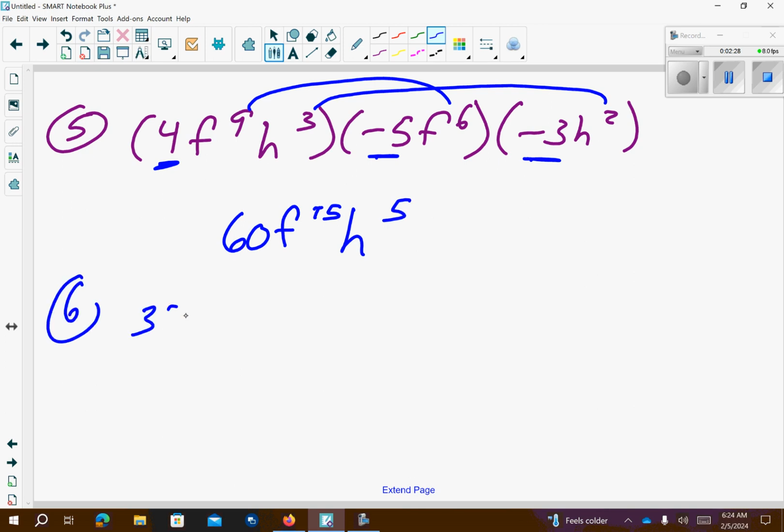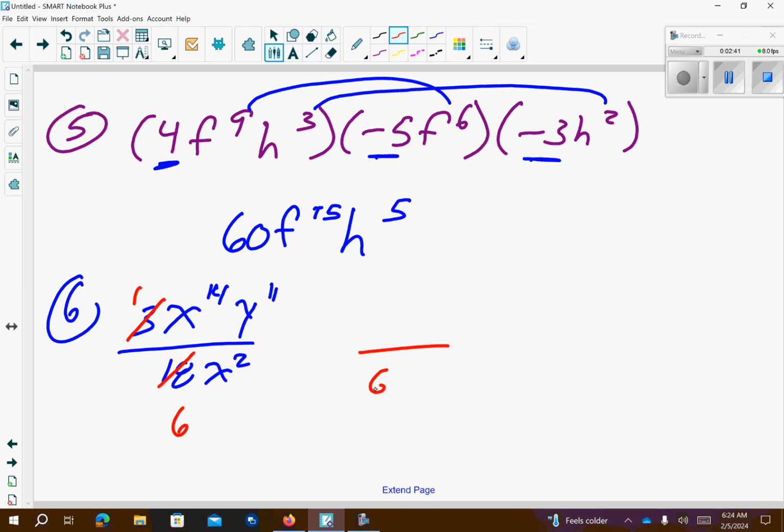Number 6, we have 3x to the 14 over y to, or times y to the 11th over 18x to the second. So let's go ahead and reduce. 3 goes into itself once, goes in there 6 times. So right now I have a 6 on bottom. Tug of war with the y's. Who wins, top or bottom? Yeah, the top does. Top wins by 12. And there's no y's, so y to the 11th just comes on top.